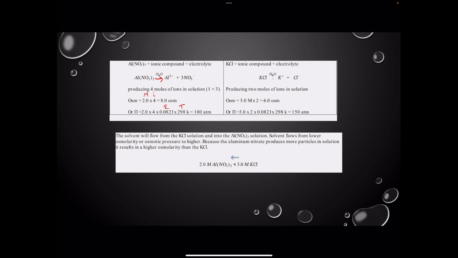On the other side of our membrane, we have a potassium chloride solution. We've got that potassium metal. It's an ionic compound, so again, this is an electrolyte. When the potassium chloride dissolves in water, we're going to get K plus and Cl minus, producing 2 moles of ions in solution. So our osmolarity would be the 3 molar times 2 to give us an osmolarity of 6.